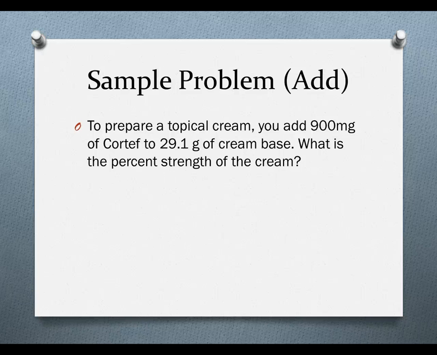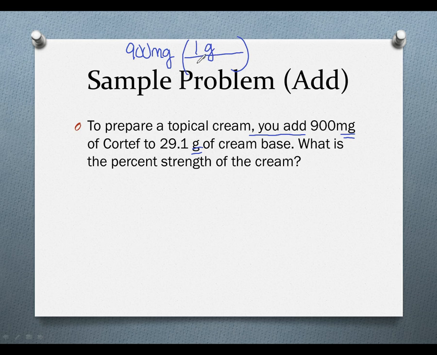We have two solid medications, and the question is saying that we're adding two things together. So now our total is the combination of the two. First I'm going to go ahead and assess my units. I have grams and milligrams. I'm going to convert my 900 milligrams to grams. So I have 1 gram is to 1,000 milligrams. My milligrams will cancel. I have 900 divided by 1,000 is 0.9 grams.